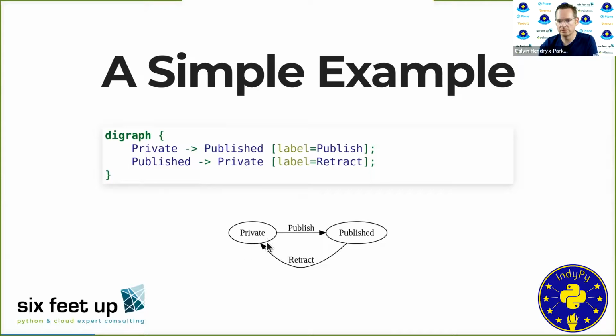The thing we're describing here is that there are two states represented by the various circles on the slide here, and those lines between them. So there is a transition to publish, which takes it from private to published, and then there's a transition to retract that same item, which takes us from published back into that private state.